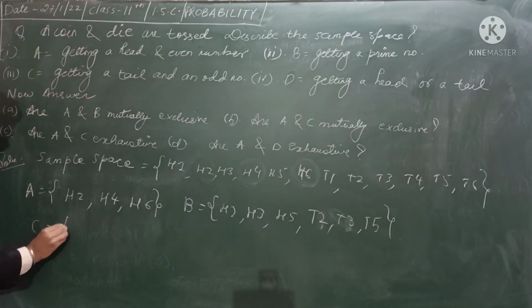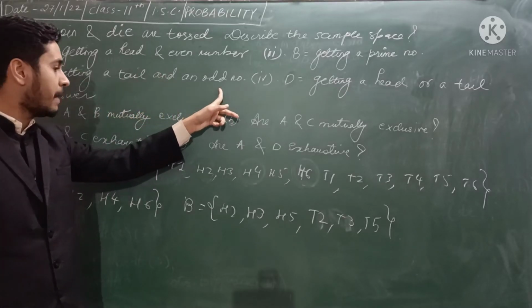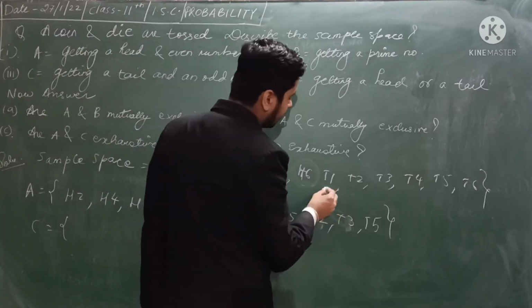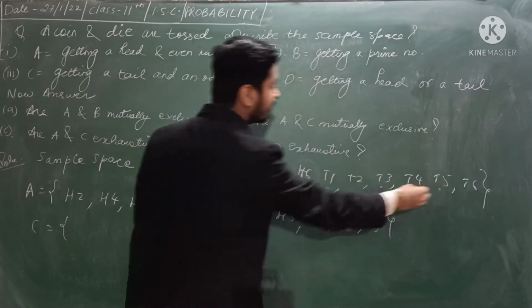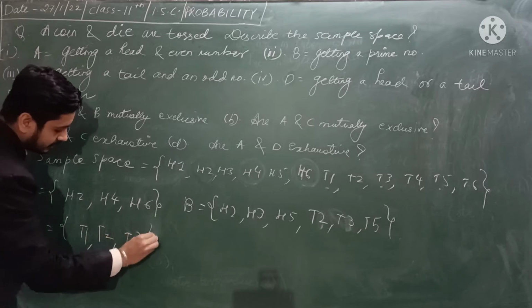Then what will be the C set? Getting a tail and an odd number. So getting a tail and odd number means T1, T3 and T5 will be the case.